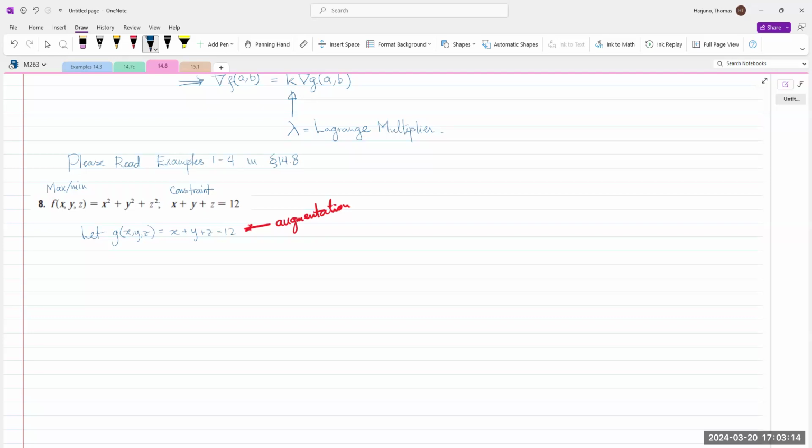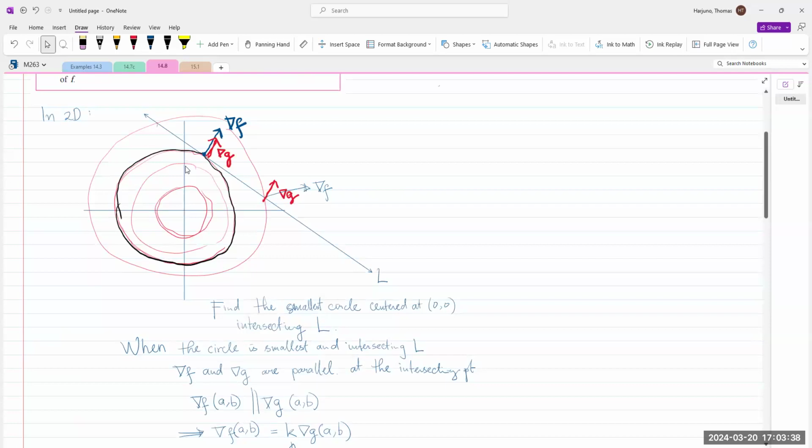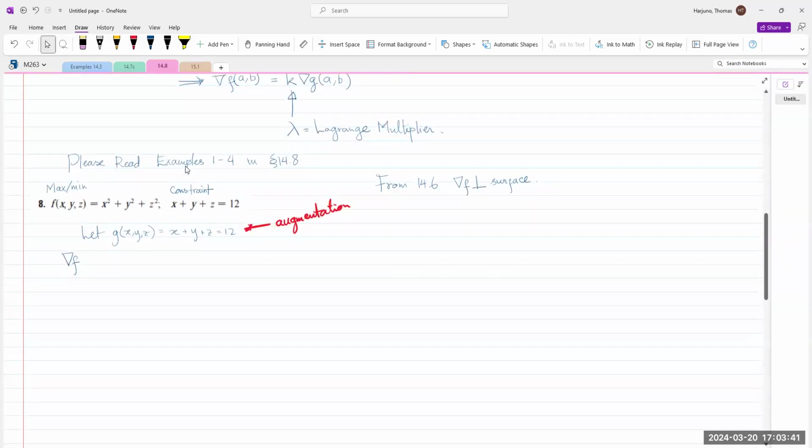Okay, now then find the gradient of F. Remember the gradient of F from, I think, 14.6. We learned that the gradient of f is normal to the surface. Okay, basically what I said in this picture here, or the level curve, surface curve. Now the gradient of f is equal to 2x, 2y, 2z, and the gradient of g is 1, 1, 1.